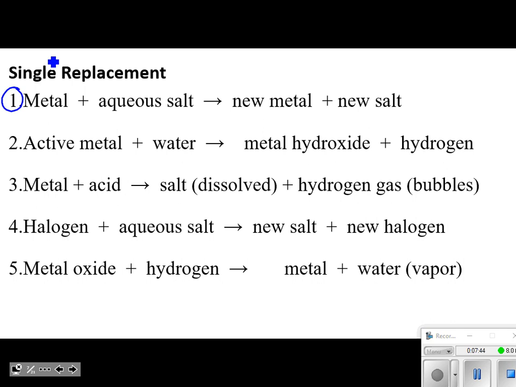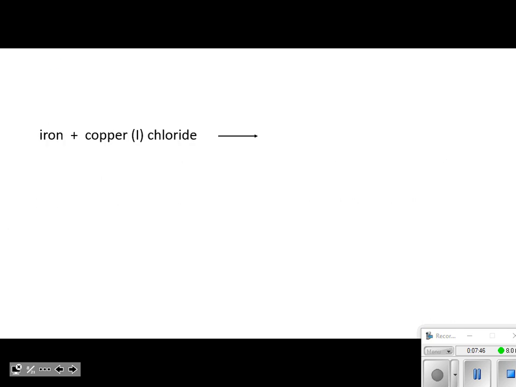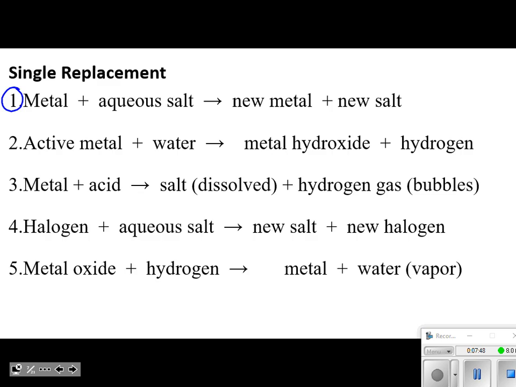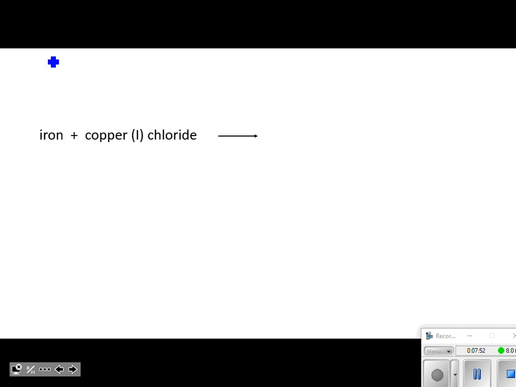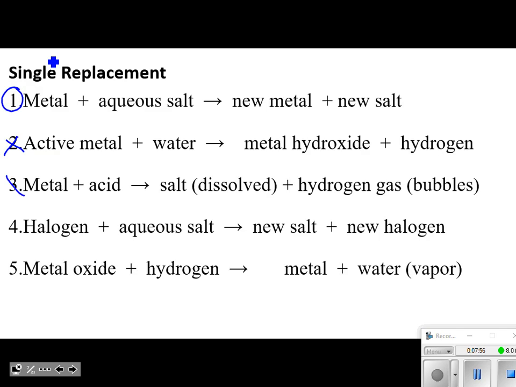Do I have an active metal and water? I don't see any water there, do you? So I can count that out. Do I have a metal and an acid? Do you see an acid? I don't either. So I can count that out.